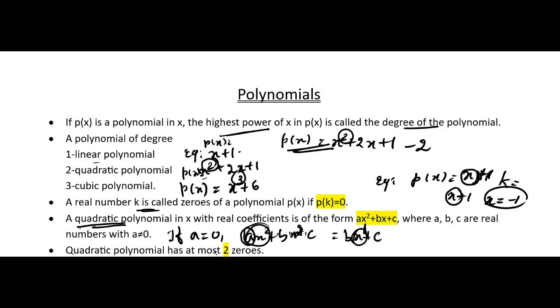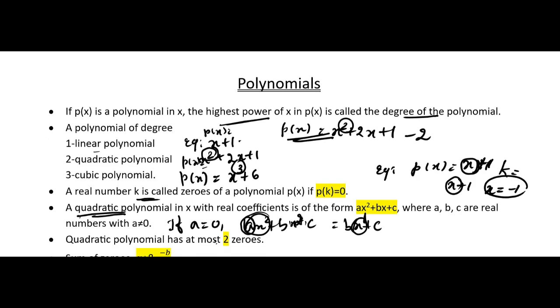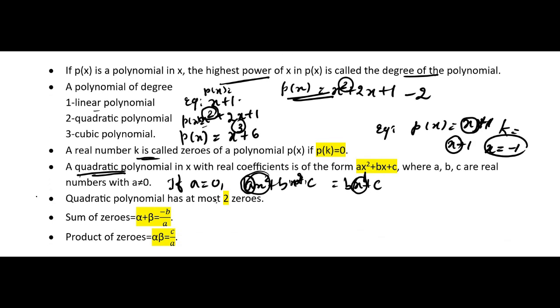A quadratic polynomial has at most 2 zeros. The highest degree of this quadratic polynomial is 2, therefore it has at most 2 zeros. A linear polynomial has at most 1 zero. A cubic polynomial has at most 3 zeros. I'm saying at most.